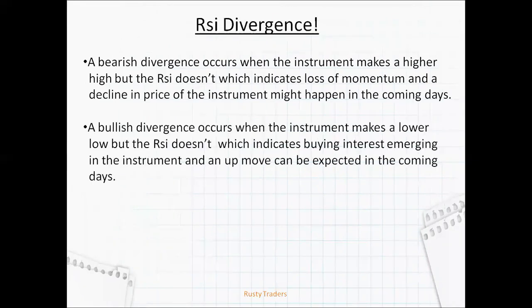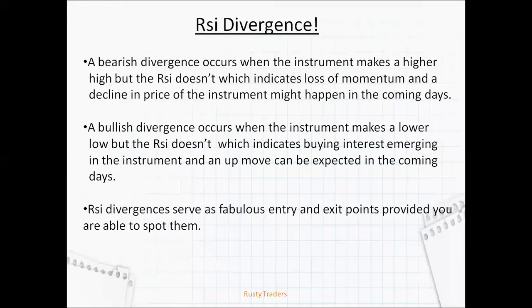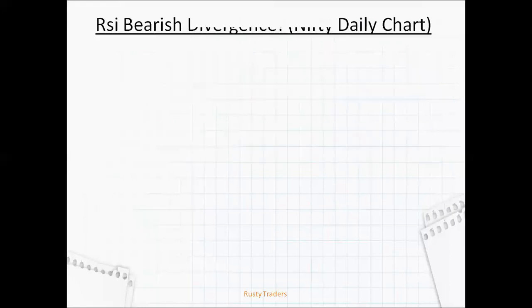Similarly, a bullish divergence occurs when the instrument makes a lower low, but the RSI does not, which indicates that buying interest is emerging, and in the days to come, you might get an up move. RSI divergences serve as fabulous entry and exit points provided you are able to spot them. So let's understand this with examples again.